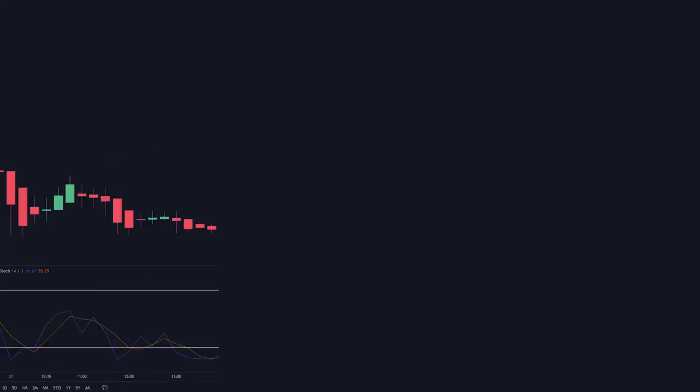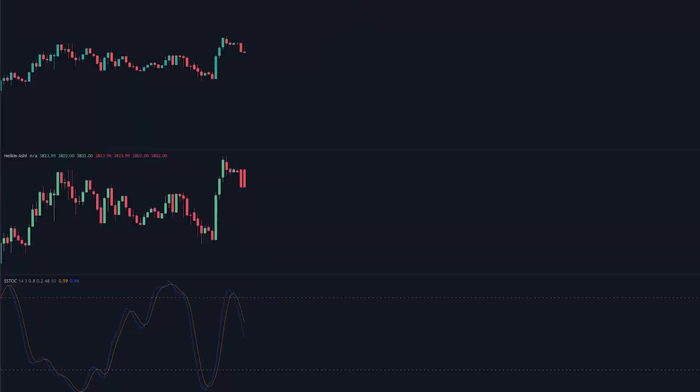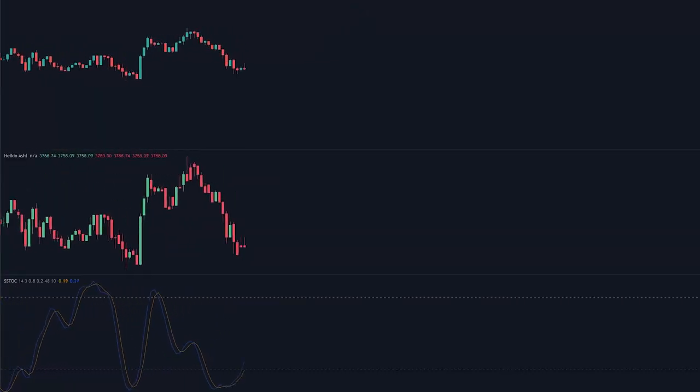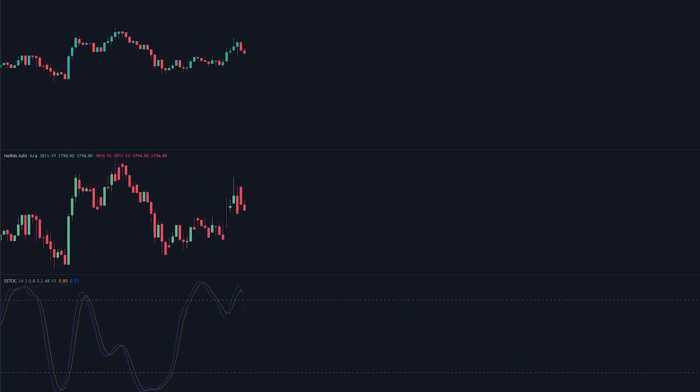Here's one more example. Stochastics lines are crossing below the bottom line. There's a weak downtrend. Wait for the doji candle. Wait for two large green candles with only wicks on top. Enter the trade. Profit. I just showed you a profitable trading strategy using the Heikin Ashi and stochastics indicator.